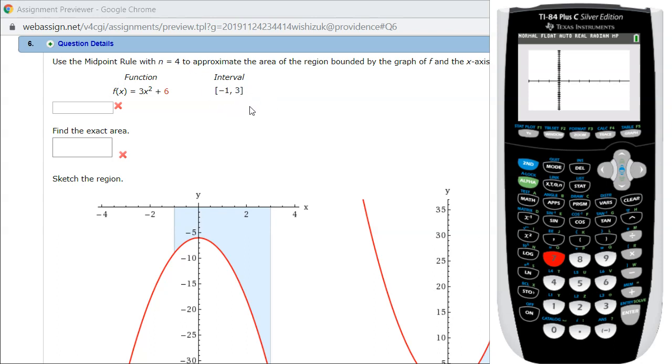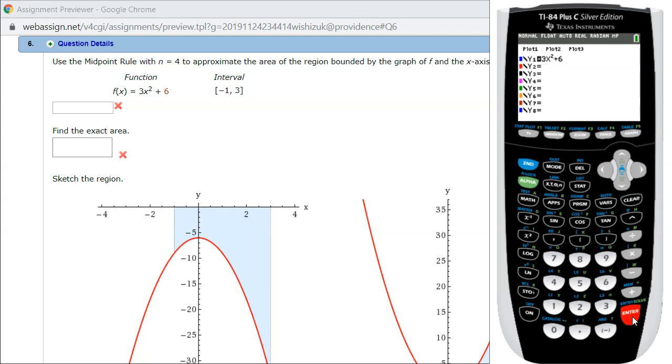I'm going to use a calculator right here. I'm going to put here y1, so I have to define this function. It's going to be 3x squared plus 6, and hit enter. So now the calculator knows what f of x is, which is now called y1.